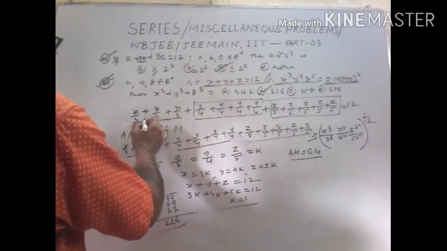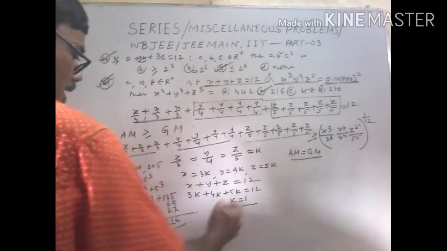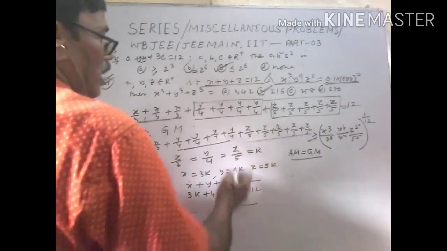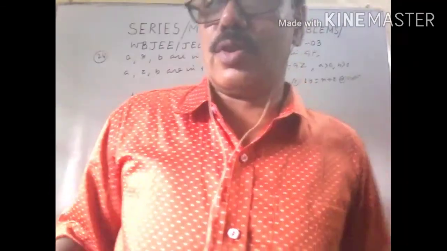So these are the terms: x by 3, y by 4, z by 5. So terms are same. So we suppose this as k. So x, y, z, put this value to the given relation, you get k, and you get x cube, y cube, z cube.